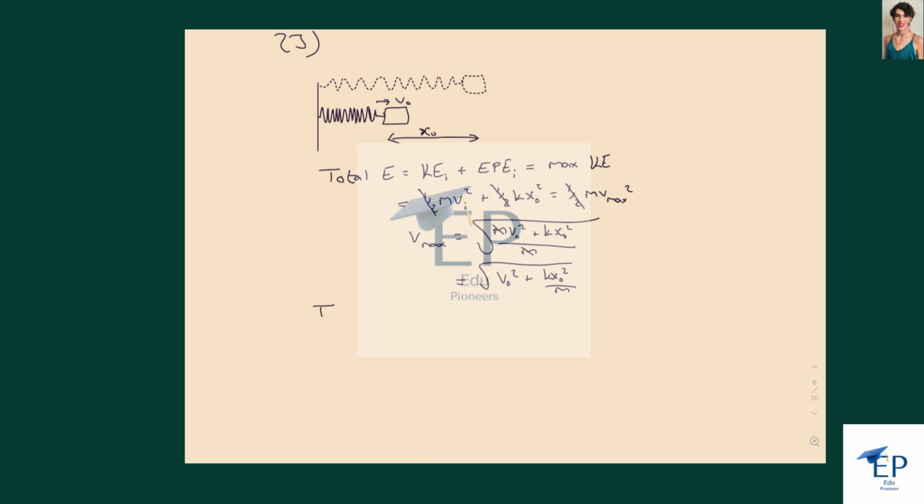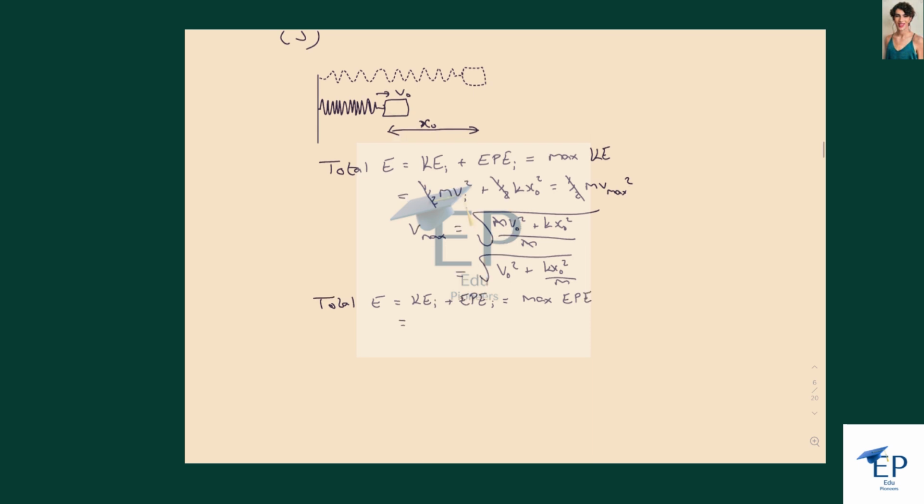Then what about the total stretch? Well, again, we can say total E is equal to kinetic energy initial plus elastic potential energy initial, and that's going to be equal to the maximum elastic potential energy. Same idea, we substitute in our expressions here, so half m v naught squared plus a half k x naught squared is equal to a half k x max squared.